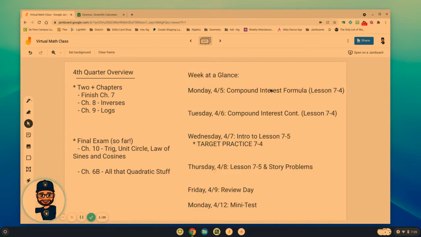This week, we're going to talk about compound interest and compound interest formulas today and tomorrow. Wednesday, you'll have a target practice on that, and then we'll introduce you to the next lesson, 7-5. We'll talk a little bit about going back into the history of an interest problem, and then a review day on Friday so that we can have a mini test on Monday the 12th. Again, the fourth quarter is a challenge, a lot of new topics, new content, the weather gets nice, maybe some sports and different activities. You've got to make sure that you're focused and finishing strong.